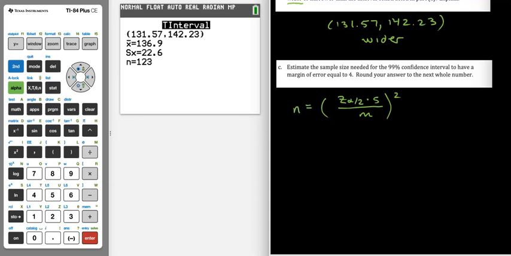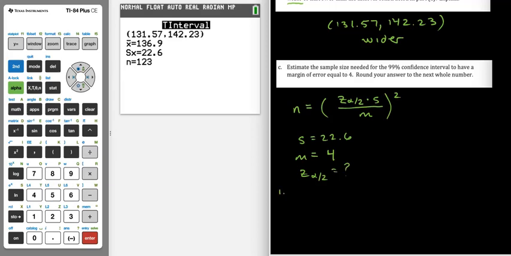So let's list what we actually have going into this problem at this point. So we already know that S is equal to 22.6 in our problem. That's our sample standard deviation. We also know that M, our margin of error that we want to have, is 4. And we're looking for N. So the big thing here is we're trying to find this Z alpha divided by 2. And remember, there's a process that we go through to find Z alpha divided by 2.